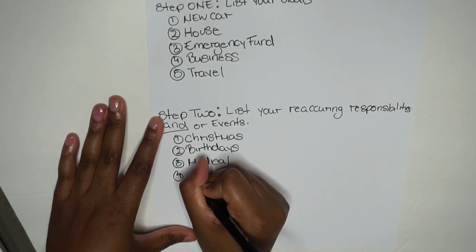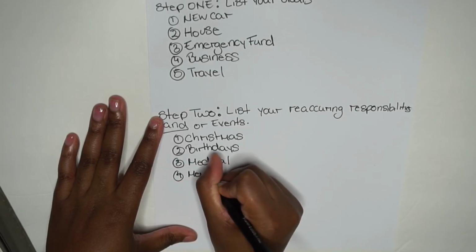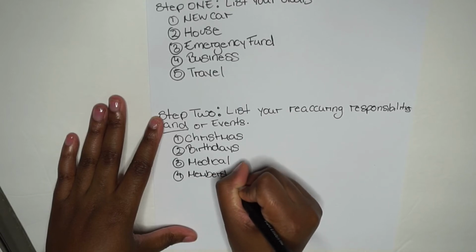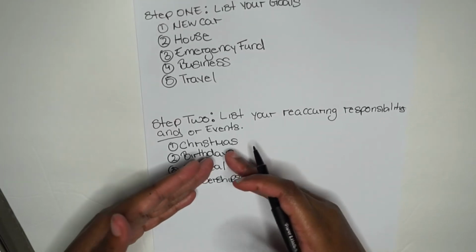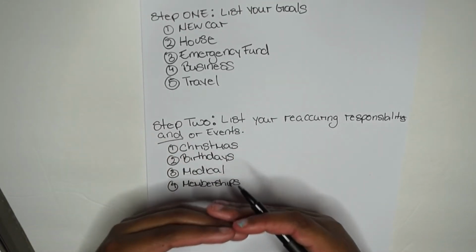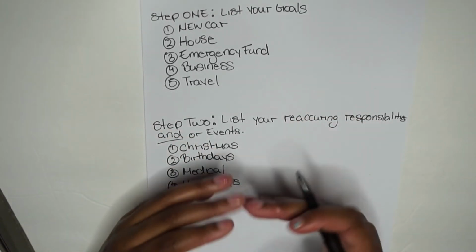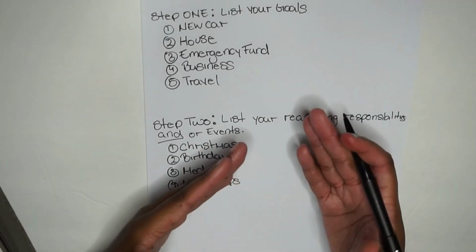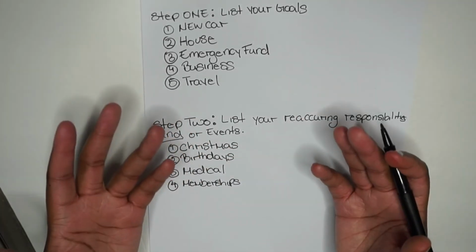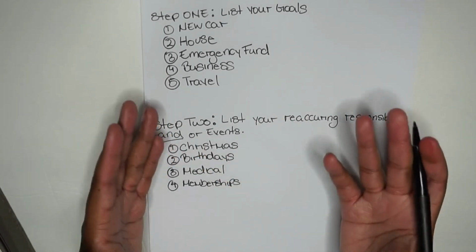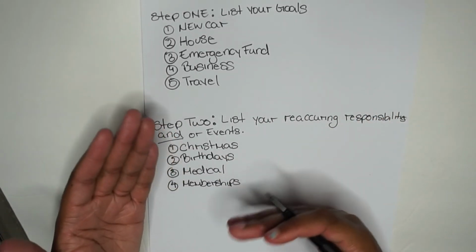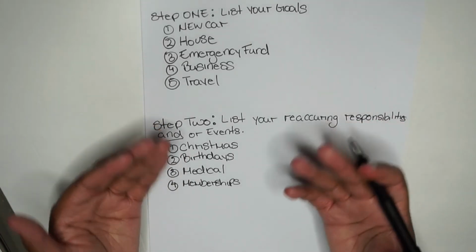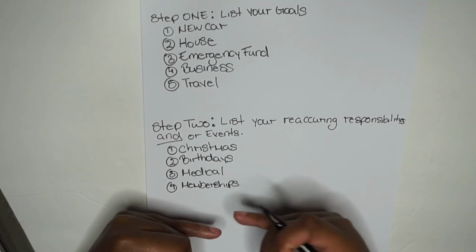Four would be memberships. So this can be your Amazon, this could be your Hulu, this could be your Disney Plus, this can be any membership or subscription that you are a part of. These are your subscriptions that you can pay for yearly, or it can be a month-to-month savings, but you just want to be a month ahead. Whatever the case may be, this is what membership would be.